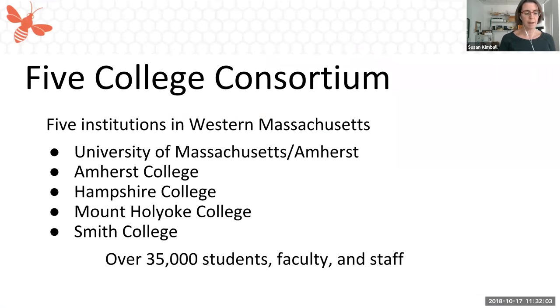So first, a little bit about the five college consortium. We are five institutions located in Western Massachusetts, one large public university, the University of Massachusetts Amherst, and four small liberal arts colleges, Amherst, Hampshire, Mount Holyoke, and Smith. Collectively, we have over 35,000 students, faculty, and staff.